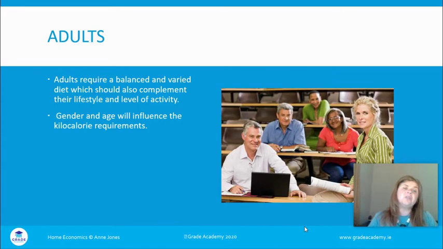When we move on now to look at the adults, as you're going through your worksheet, you'll see there's a common theme really with regard to all of these. We're looking at the nutrients that are necessary to be healthy at this particular time in your life. So one of the key things here is both gender and age will influence the kilocalorie requirements, and we know that from our previous section on chapter 2.